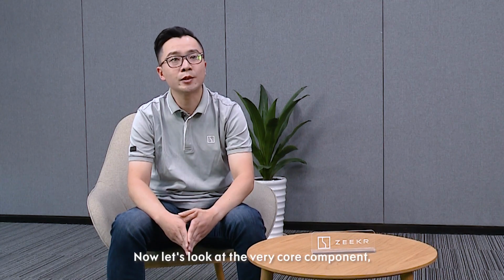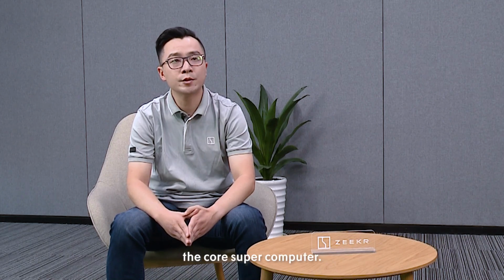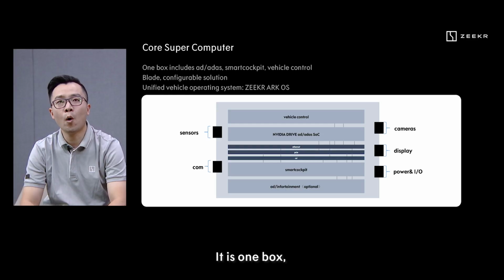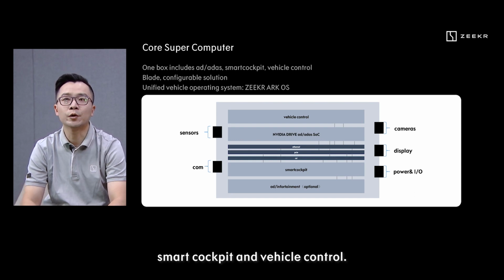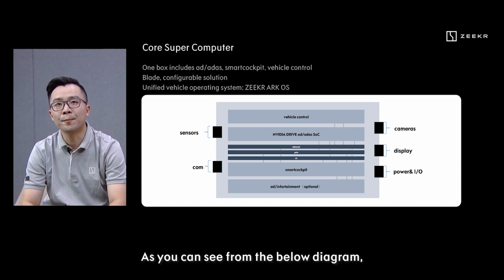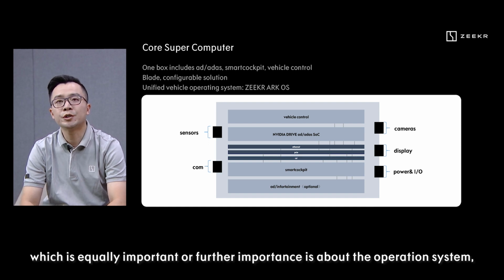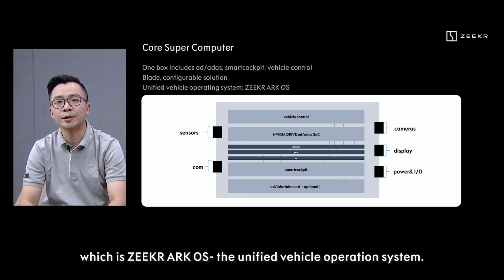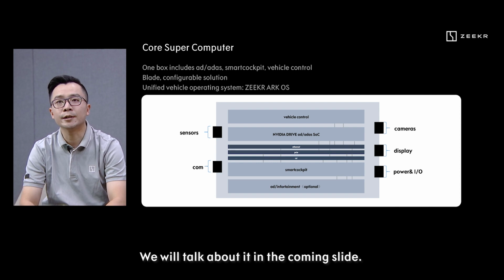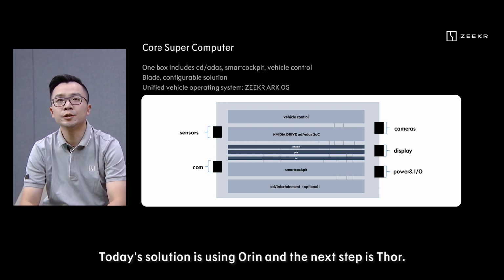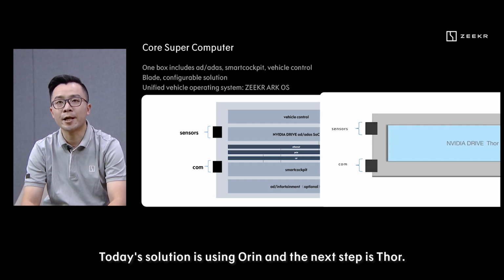Now, let's look at the very core component, the core supercomputer. It is one box, and includes AD, ADAS, smart cockpit, and vehicle control. As you can see from the diagram below, it's a blade configurable solution. Equally or even more important is the operating system it is running, the ZEEKR OS, the Unified Vehicle Operating System. We will talk about it in the coming slide. Today's solution is using Orin, and the next step is Thor.